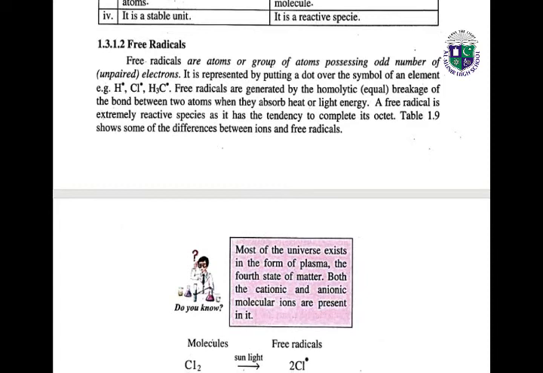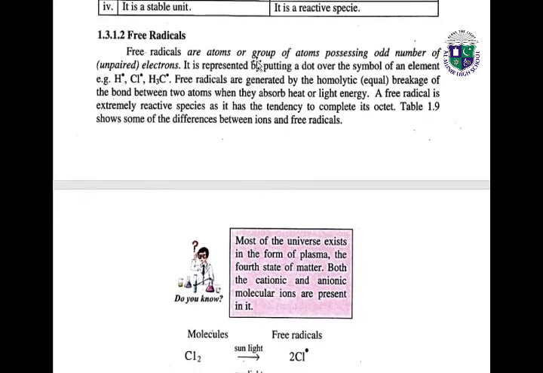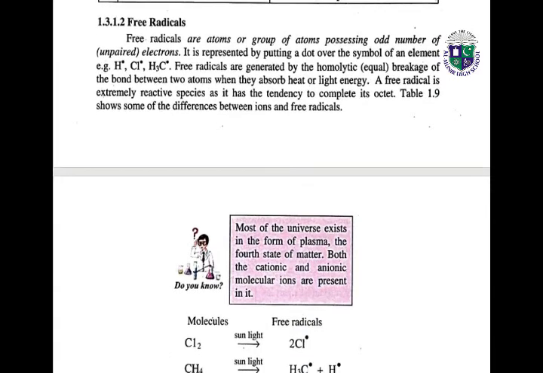What are free radicals, students? Free radicals are the atoms or group of atoms possessing an odd number of unpaired electrons. It is represented by putting a dot over the symbol of an element, like H dot, Cl dot, H3C dot. Free radicals are generated by homolytic, equal breakage of the bond between two atoms when they absorb heat and light. A free radical is an extremely reactive species as it has the tendency to complete its octet.